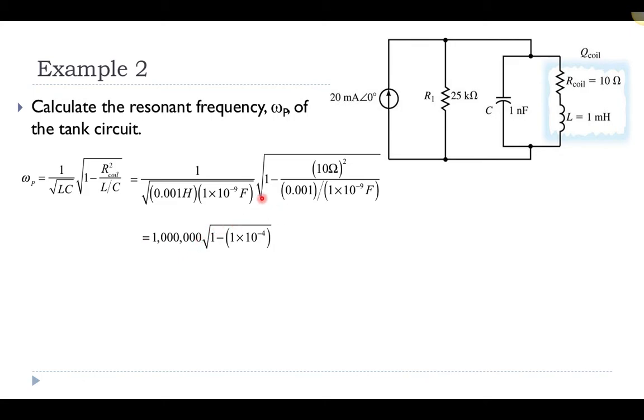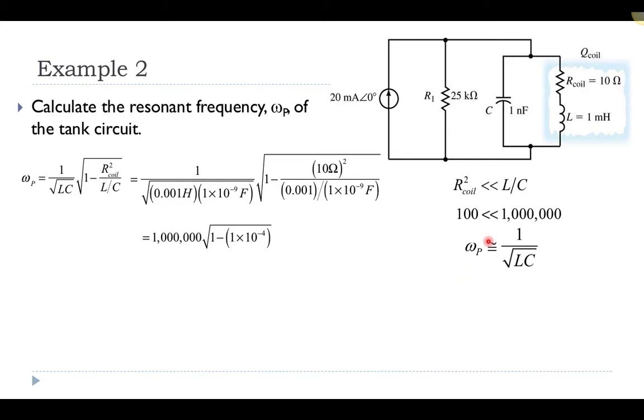The other thing I realize is that the terms under the square root, I did this on purpose. When I take the coil resistance squared and then I divide it by L over C, I get this number that's 1 times 10 to the minus 4. So 1 minus 1 times 10 to the minus 4 is essentially 1. So in this particular example, the coil resistance squared is much, much less than L over C.